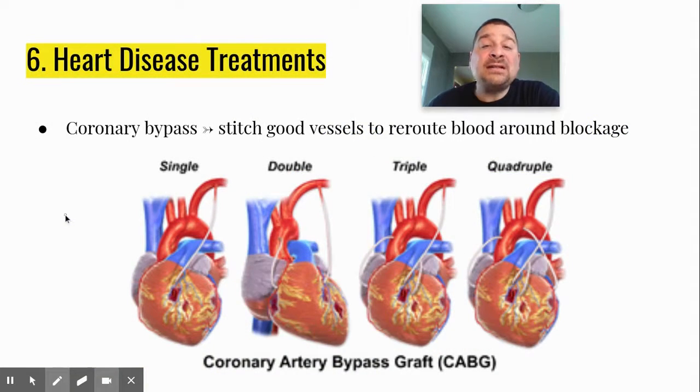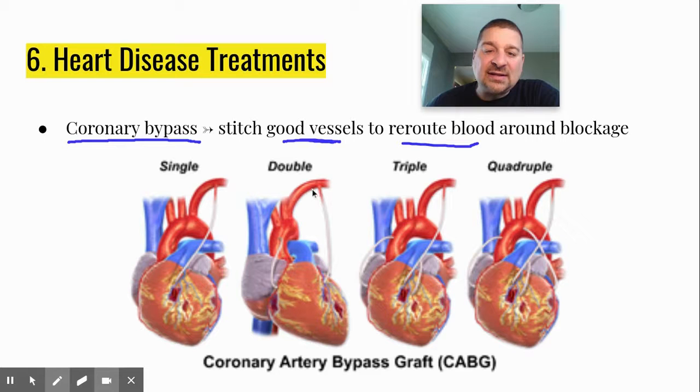And finally, number 6 are some different treatments, procedures or surgeries that you might hear about when it comes to heart disease. One is a coronary bypass. Sometimes you'll hear, Grandpa had a double bypass, triple bypass, quadruple bypass. What that is: if there's a blockage on the coronary arteries, they take good vessels, sometimes from the arm or leg, and reroute the blood around the blockage.